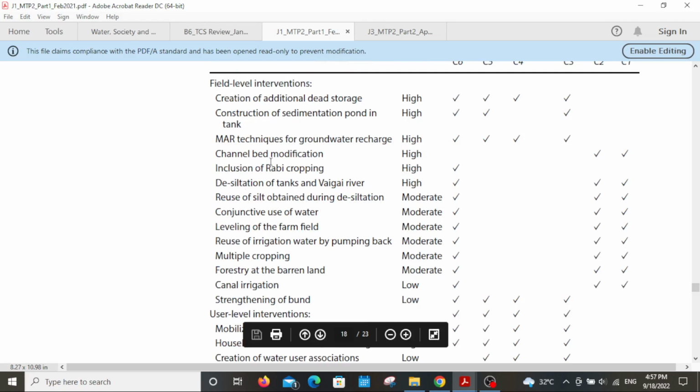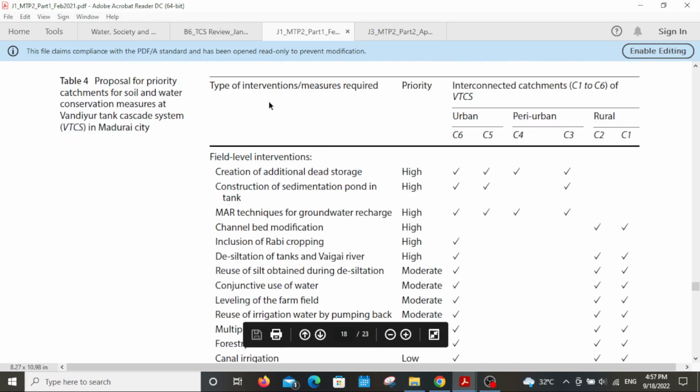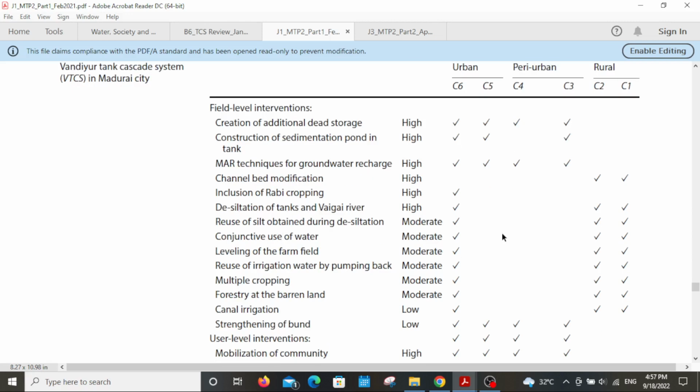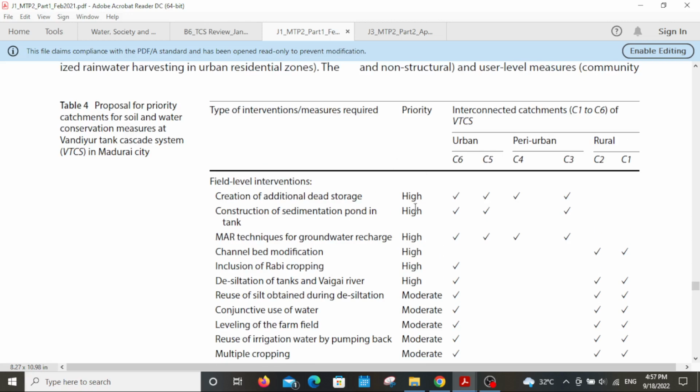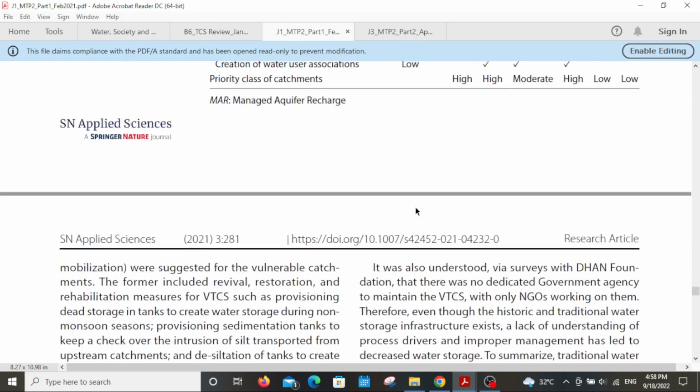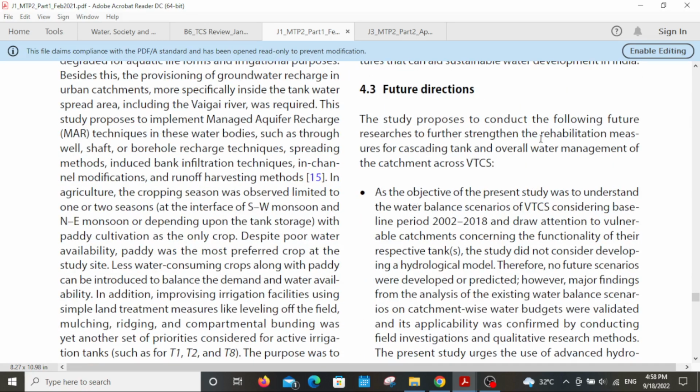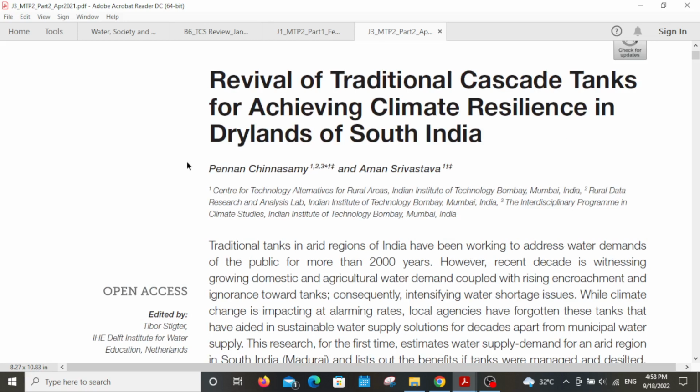description of each of the interventions is given in this manuscript. I suggest that you please read this paper and find out the details of each of these interventions and how they will be incorporated in each of the study regions. So we have also shown the priority, as in which intervention should come first and in which study region. And we have also provided some future directions, and one of the future directions was accounted for in this manuscript, where we have actually taken into account the supply demand aspects.